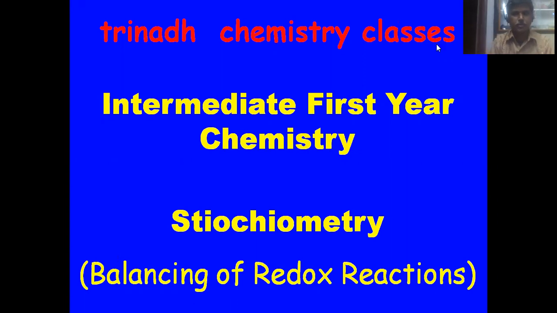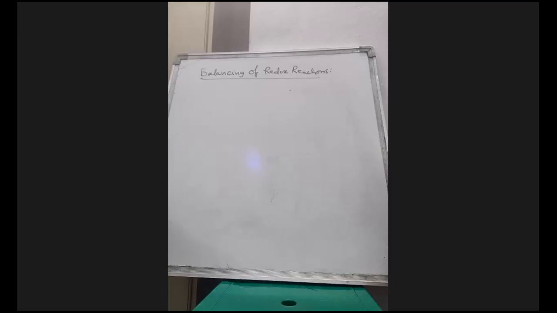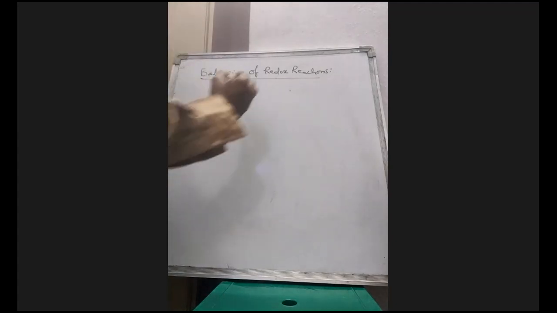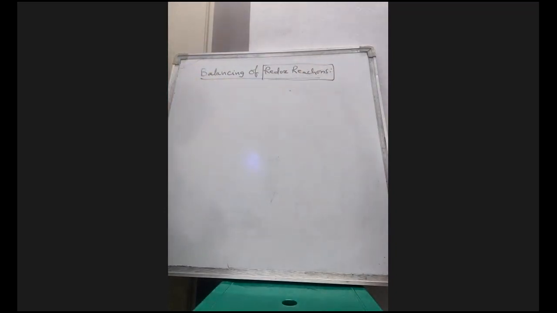In this video, I am going to discuss balancing of redox reactions. This is one of the important topics in stoichiometry. Stoichiometry is one of the topics in intermediate first year chemistry. In my previous video, I discussed what a redox reaction is and various types of redox reactions.